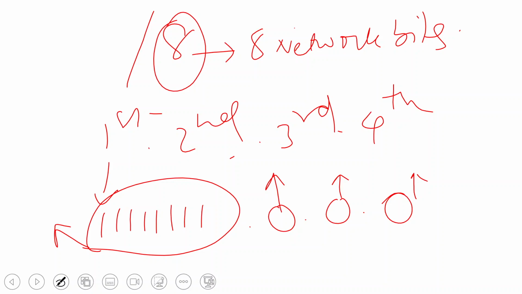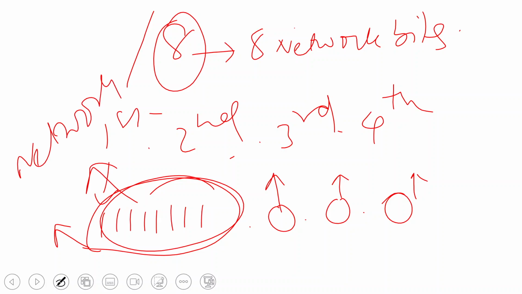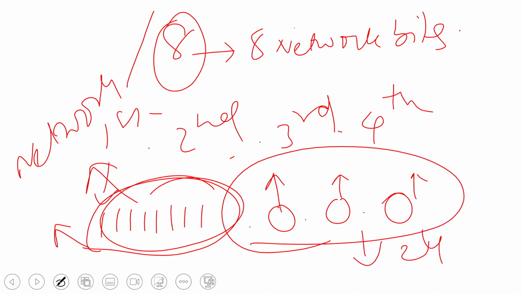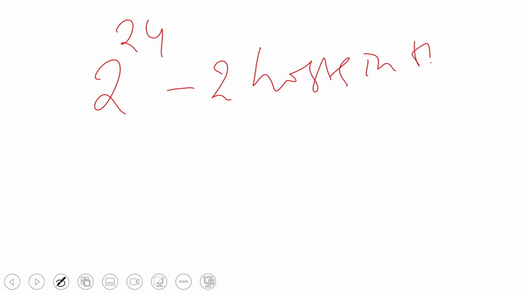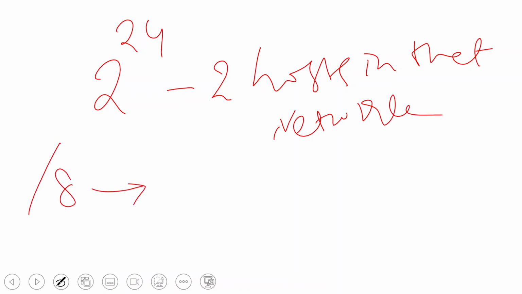So these are 8 bits which you call network bits, and all the remaining ones are how many? 24, right? Because it's a 32-bit binary address, 32 minus 8 gives you 24. So all these 24 bits are your host bits. That means you can fit 2 power 24 minus 2 hosts in that network. So slash 8 means you can fit 2 power 24 minus 2 hosts in the network.